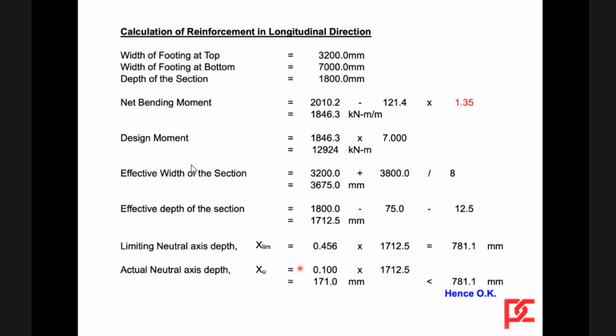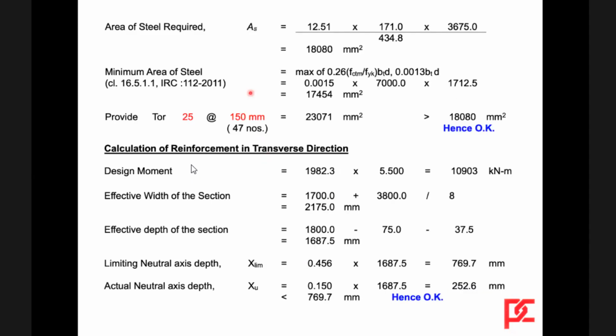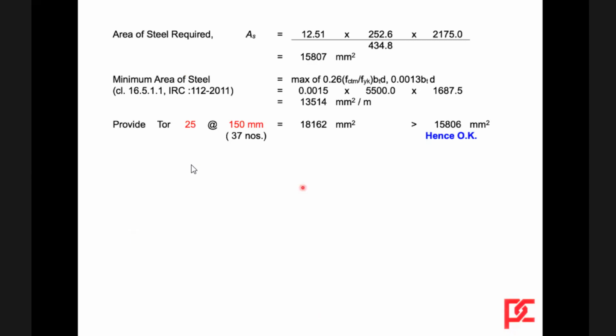With this, the bending moment is calculated, and the area of steel comes to 23,071, whereas the minimum area of steel based on this clause of IRC 112 is 17,000, and hence we have got more. We have put more than that; required is 18,000, and we have used 23,000. A similar exercise is done in the transverse direction also, and we have arrived at the same reinforcement of 37 numbers of 25 mm torque bars in each direction.